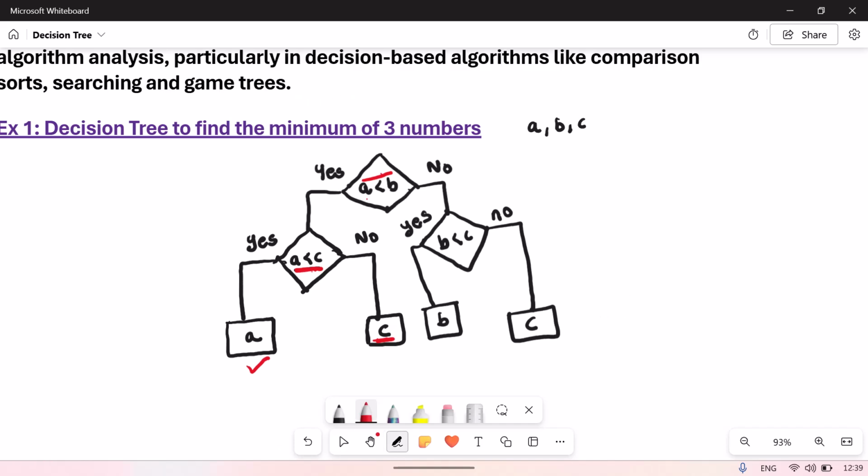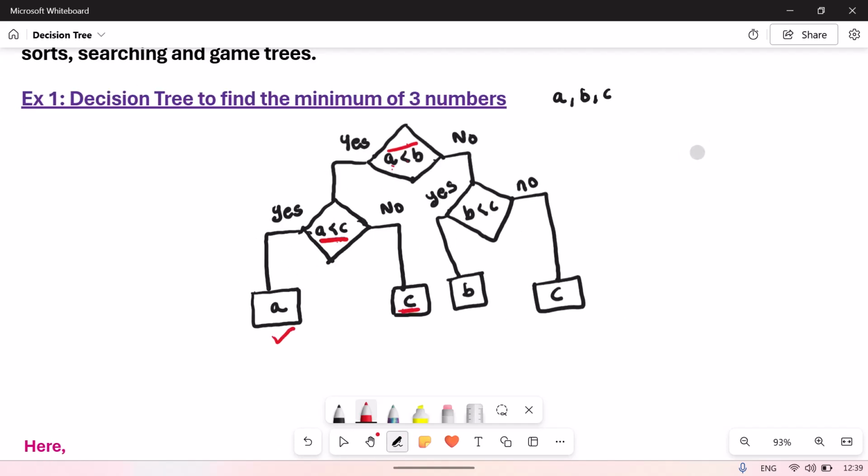Again, you see here, A is less than B. If it is no, that means B is the smallest among A and B. Now you want to check whether B is the smallest among B and C, so that you can know whether B is the smallest among the three elements. So if A is less than B, no, then again we'll check whether B is less than C. If it is yes, then B is the smallest. Otherwise, C is the smallest. Okay, so this is how you will do the minimum of the three numbers.